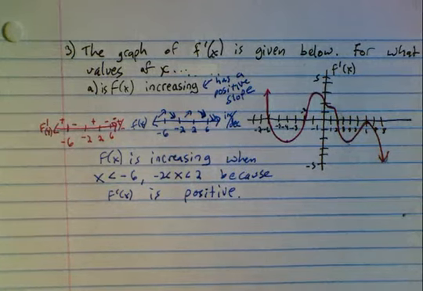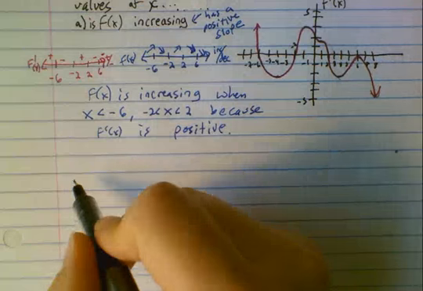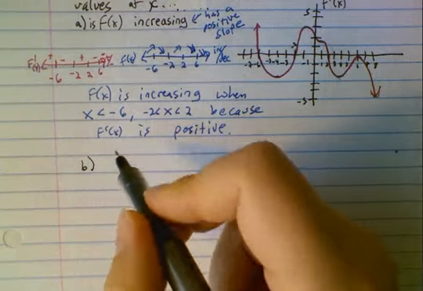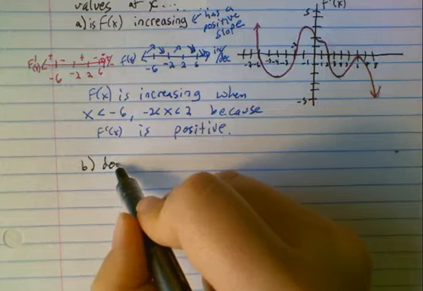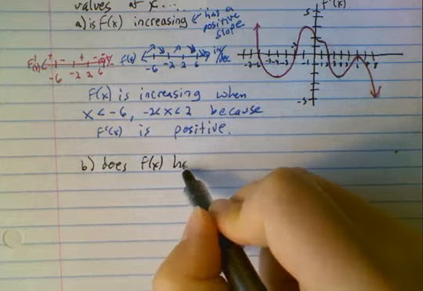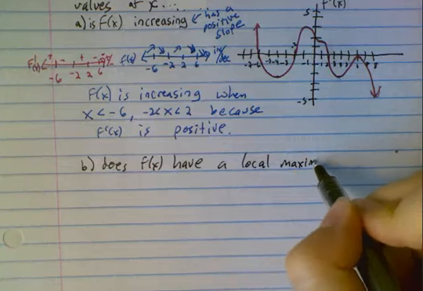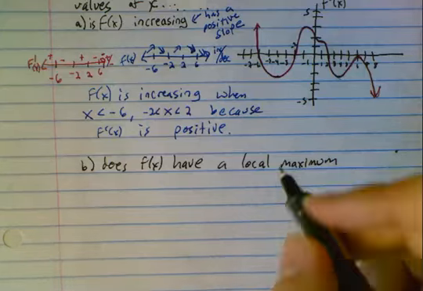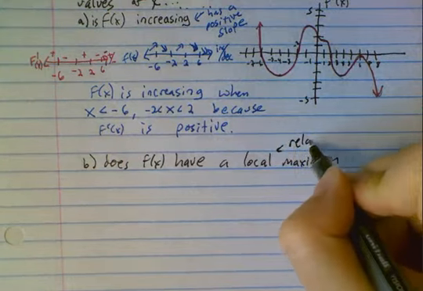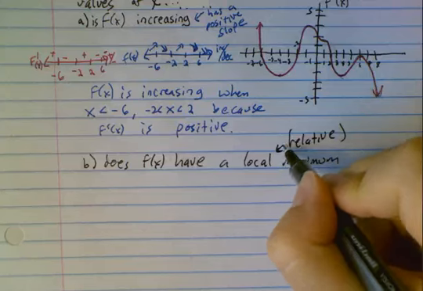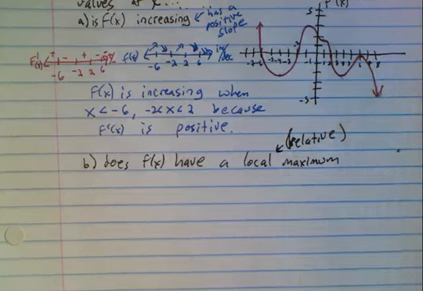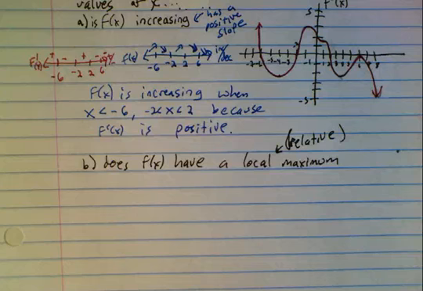As I put each of these next ones up, pause the video and try to do them on your own, and then come back and I'll show you the answer. For what values of x does f of x have a local maximum? This is exactly the same thing as a relative maximum. You'll see both vocabulary words used. Okay, go ahead, pause the video, give that one a shot.